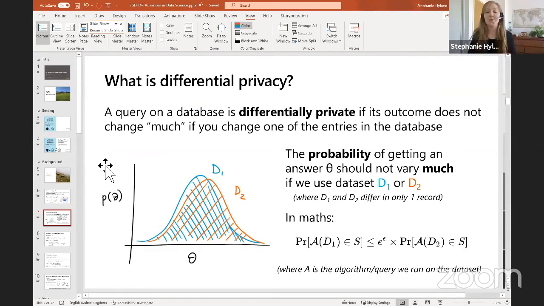This is formalized in terms of probability by basically saying that if my query is this fancy A, and I run it on my database, the probability of getting any given output should be approximately similar, even if I run it on database version 1 or 2. The extent to which this probability is allowed to differ is given by an epsilon parameter, which is why we typically talk about epsilon differential privacy. So this epsilon quantifies the level of privacy that our differentially private query has.